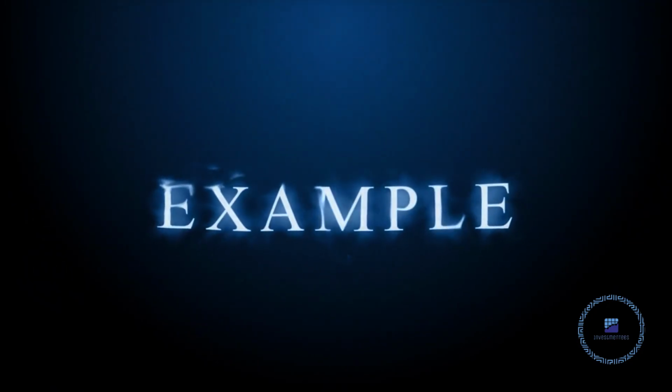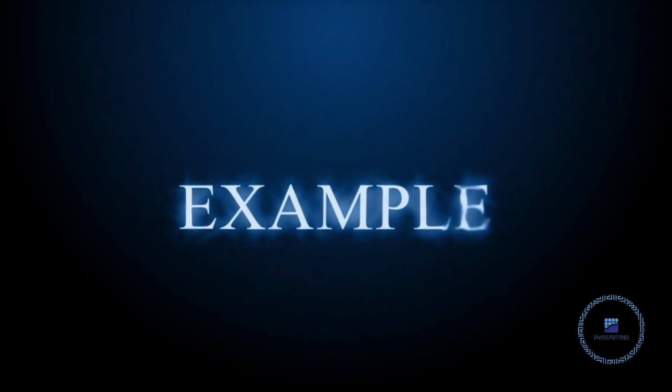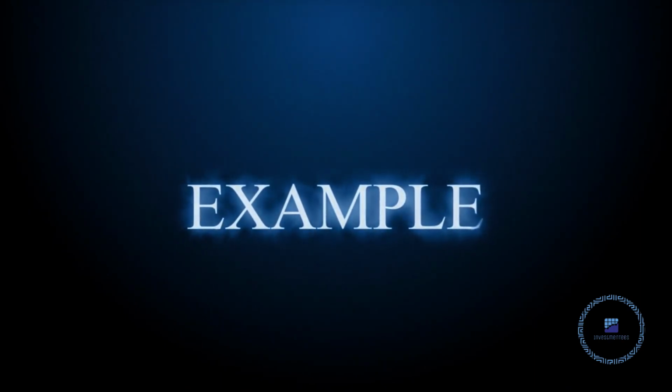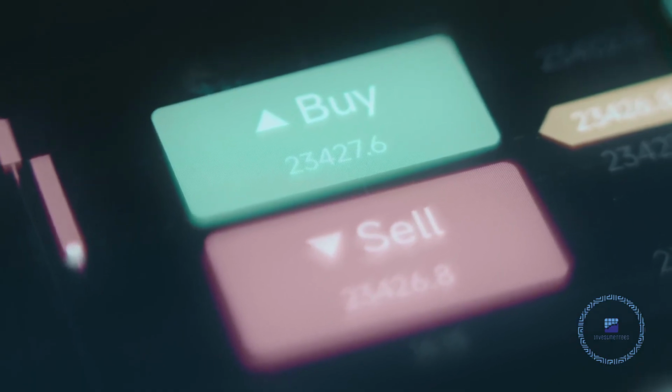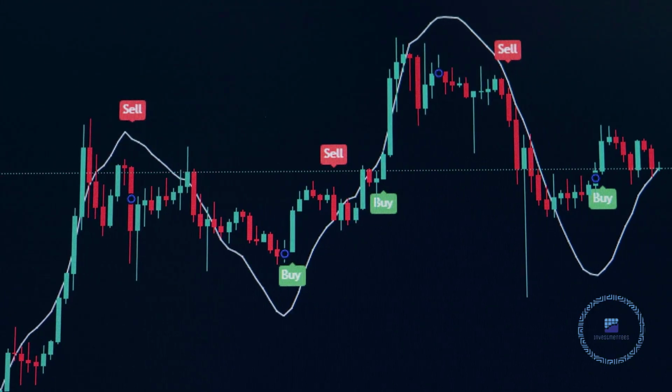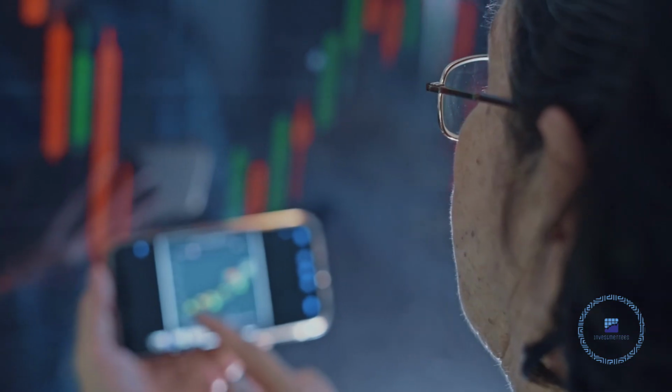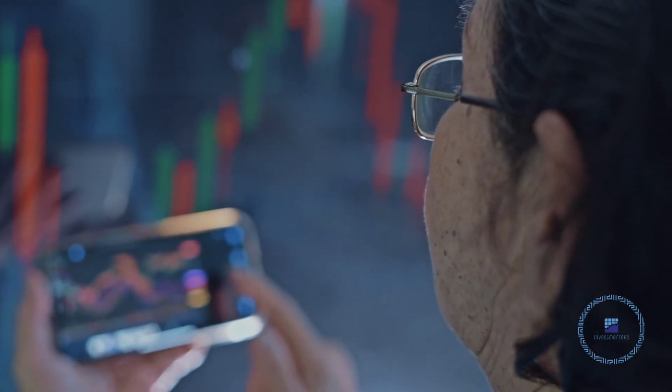The 1, 2, 3, 4 trading strategy example. Imagine that a stock has been falling steadily from $100 to $80. At $80, selling pressure begins to weaken. This becomes point 1. The stock then rallies to $87.